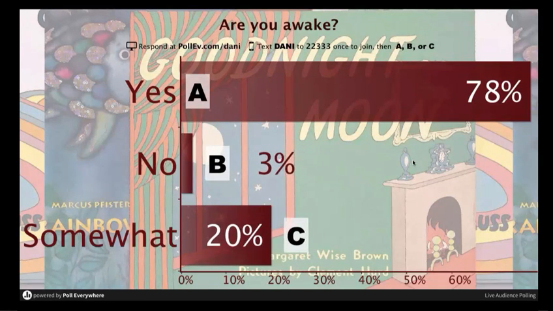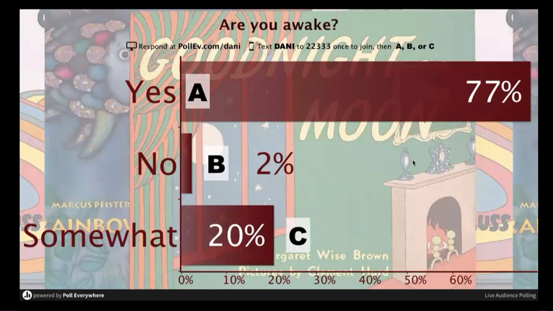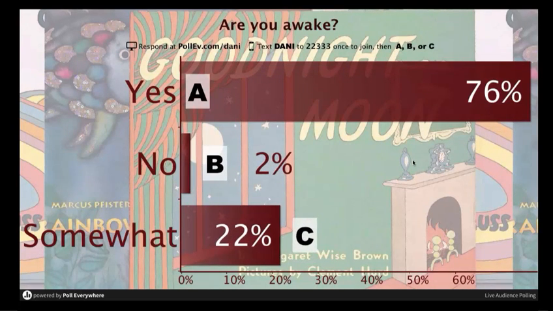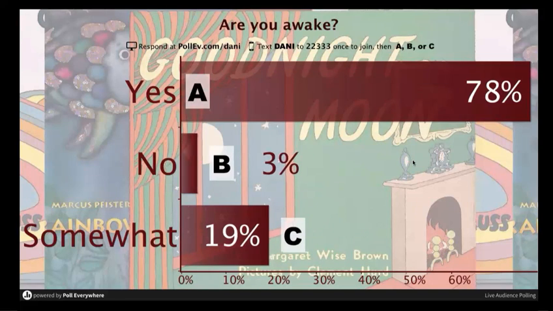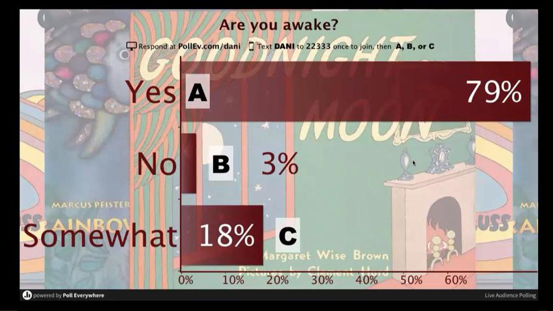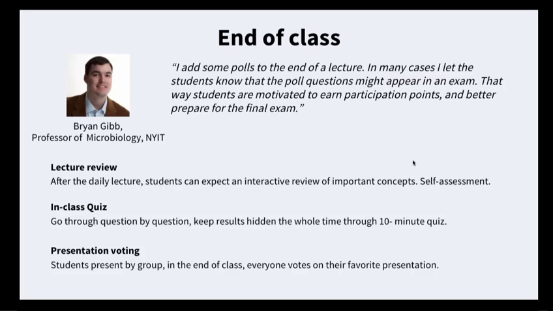So what he does is he has an in-class quiz. He goes by question and keeps the results hidden through the whole time for 10 minutes. Kind of like we did with the Miss Universe question where you couldn't see the results. And he grades them, but he doesn't put that grade toward their classroom grade. Instead, they earn participation points. The students can later on view their response history in their own Poll Everywhere accounts and use that information to prepare for the exam.